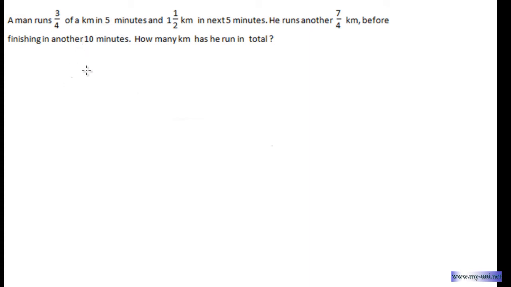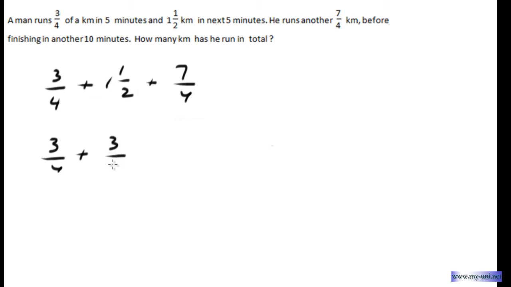The solution is quite simple. You simply have to add these fractions together, and before you are able to add them, you have to know certain rules. Rule number 1 is to convert any mixed fraction into an improper fraction. So this would become 3/4 plus 2 times 1 is 2, plus 1 is 3, 3 halves, plus 7/4. And rule number 2 is that you have to have exactly the same denominators before you can add fractions.